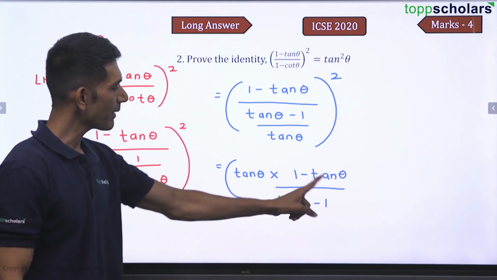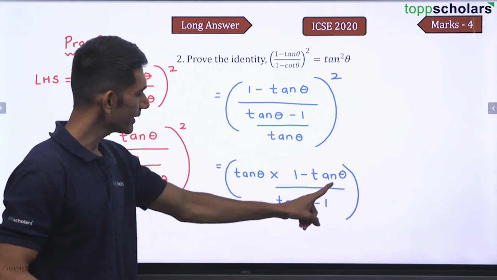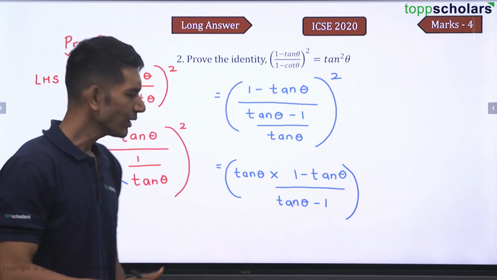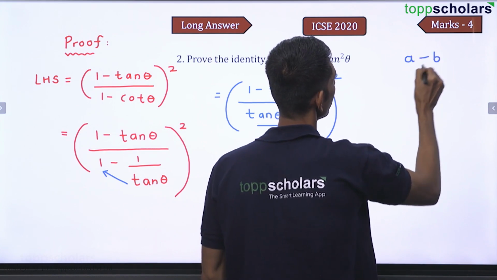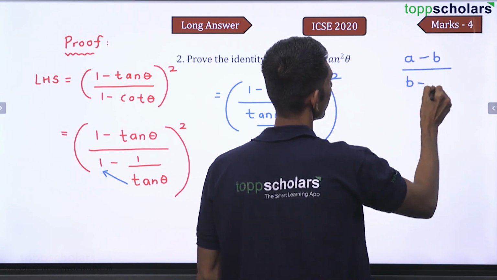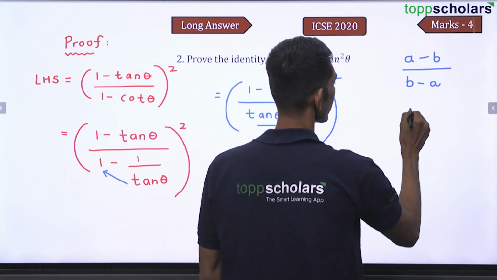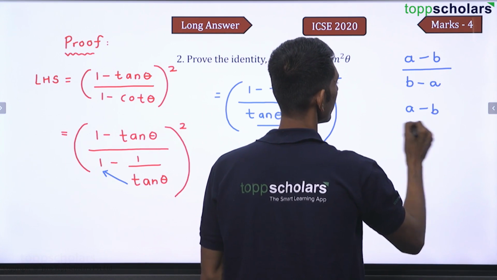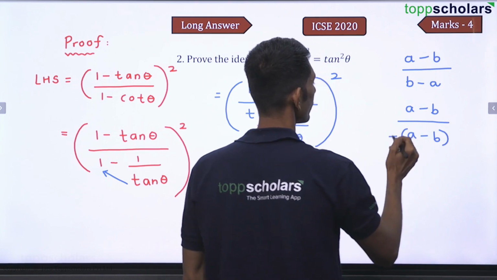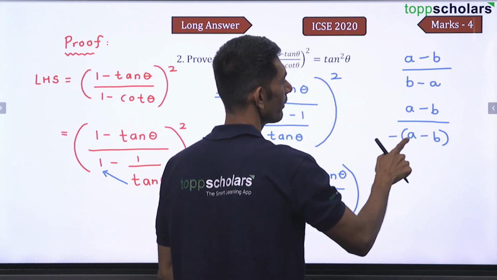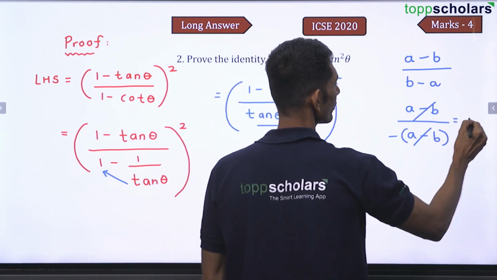Now see, this is A minus B, this is B minus A, correct? This is 1 minus tan, this is tan minus 1. Now A minus B, B minus A. If I have A minus B divided by B minus A, what is the answer to this? If I write it like this, can I write it as A minus B by A minus B and put a minus sign outside, because see, minus into A, minus minus plus B. So the ultimate answer to this is minus 1.